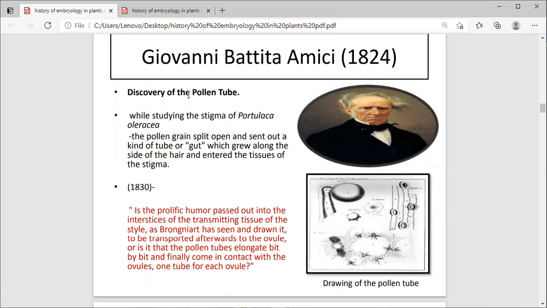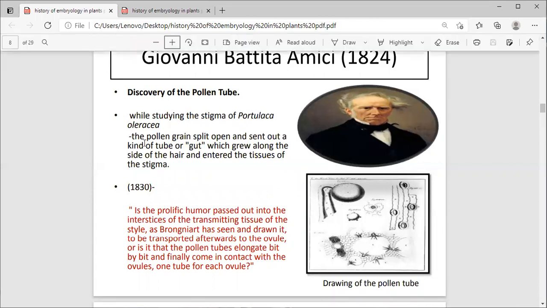So next, Amici in 1824, first time he discovered the pollen tube. That is a pollen tube. Okay, siphonogamous type of reproduction. While studying the stigma of Portulaca oleracea, he observed that the pollen grain split open and sent out a kind of tube or gut which grew along the side of the hair and entered the tissue of the stigma. So if you see here, this is the pollen, and here is the formation of the tube.